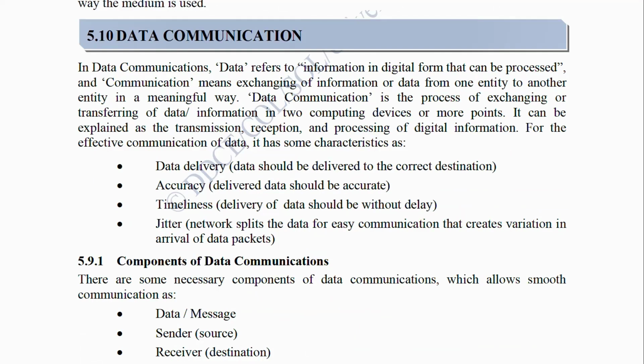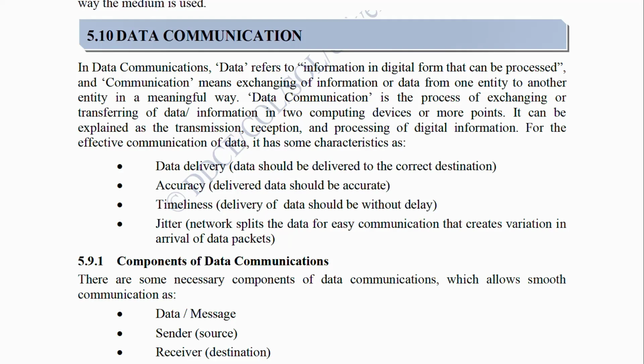5.10 Data communication. In data communications, data refers to information in digital form that can be processed, and communications means exchanging of information or data from one entity to another entity in a meaningful way. Data communication is the process of exchanging or transferring data information between two or more computing devices or points. It can be explained as the transmission, reception, and processing of digital information.